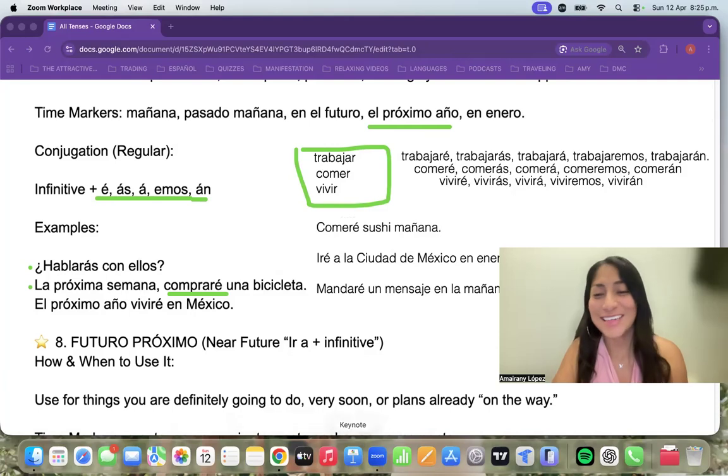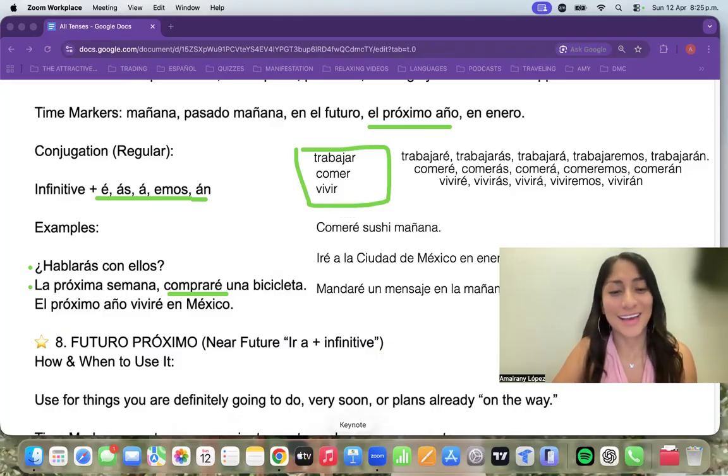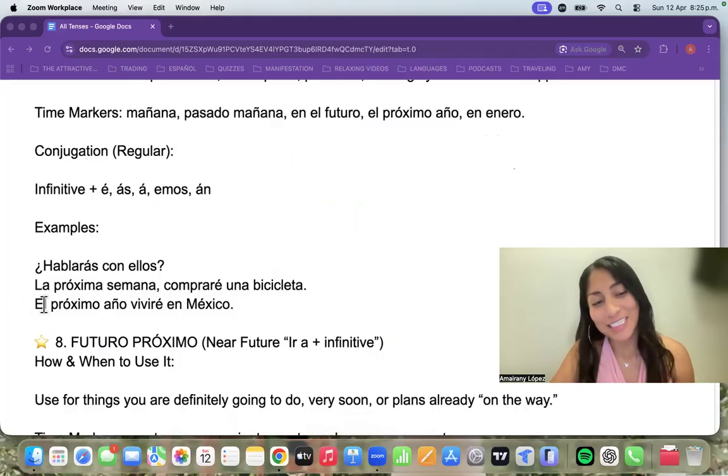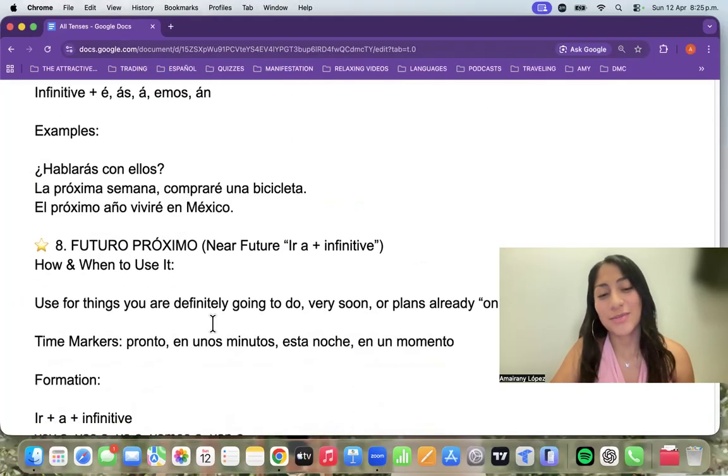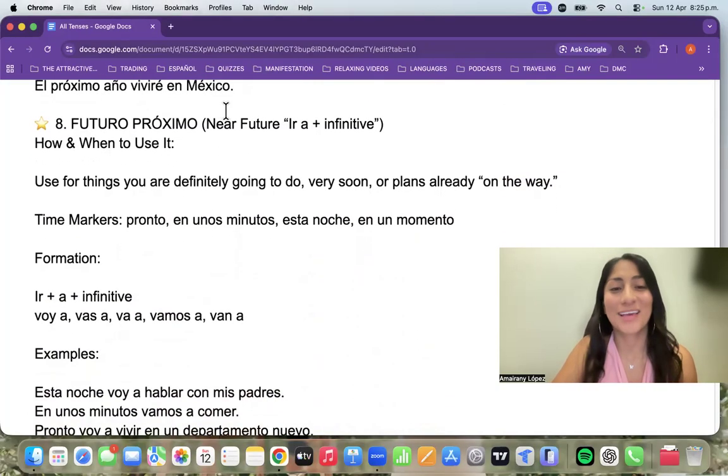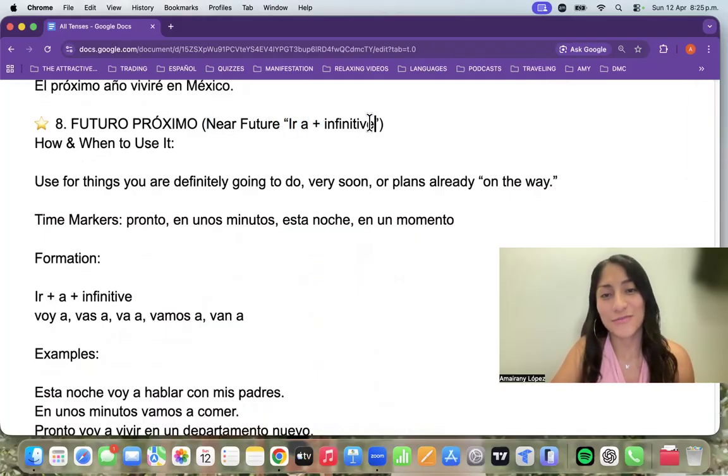Awesome. Okay, so that is the future tense. It is actually quite easy. It's probably one of the easiest tenses that we have. It's really, really easy. Okay, and it gets even easier when we are using el futuro próximo, the near future. You could say ir a and also the infinitive.